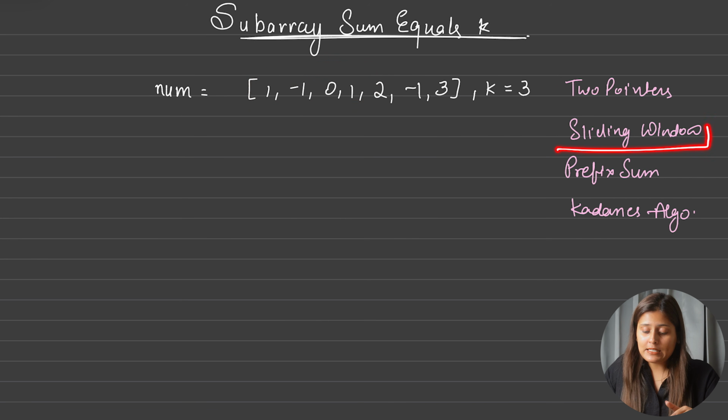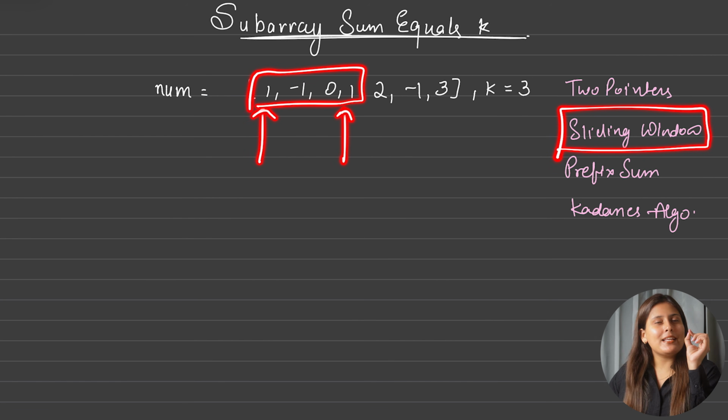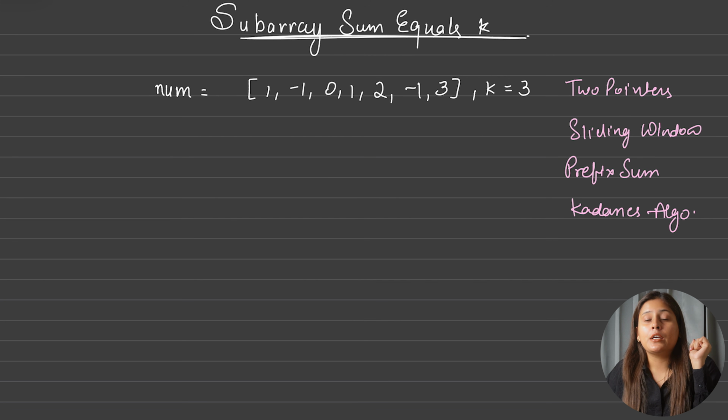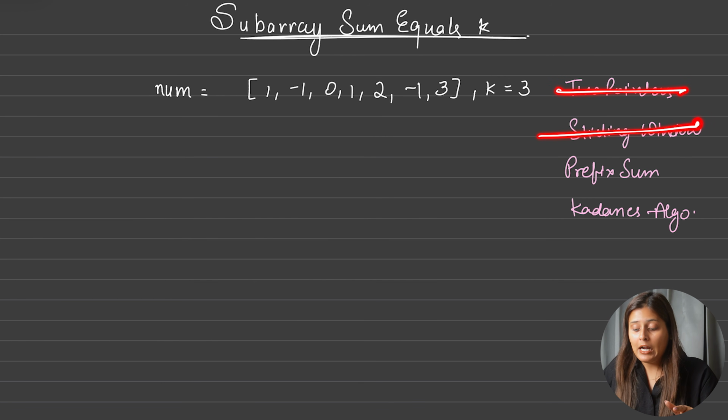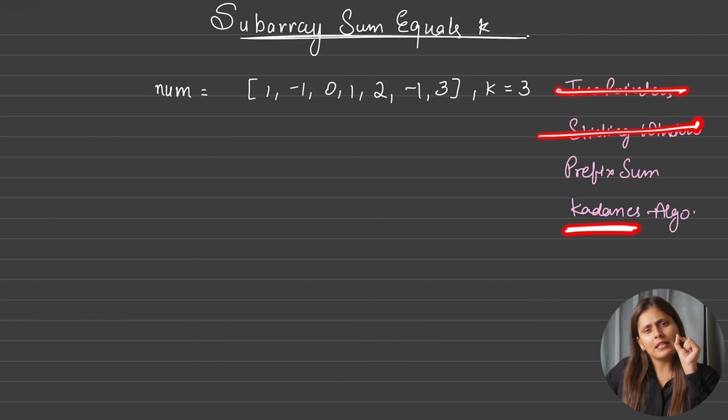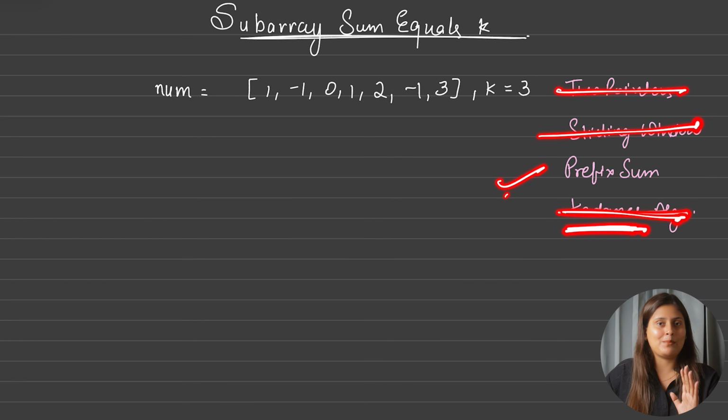Sliding window works for a similar case when we want to calculate the continuous sum. But there is one extra condition, if you remember, that whenever a negative number becomes a part of it, sliding window fails, and we have to use Kadane's algorithm there. So hence we can ignore two pointers and sliding window in this case. Now Kadane's definitely works in the negative case, but only to find the maximum sum, not to calculate the number of subarrays. So Kadane's algo will also fail, and we will go with the prefix sum approach here.